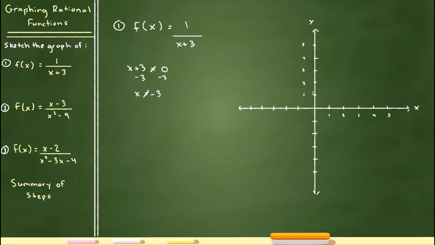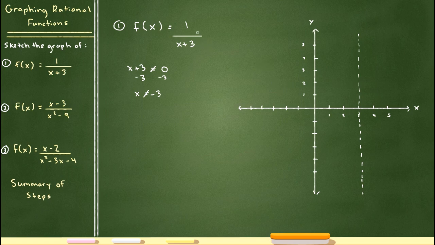To draw a vertical asymptote, we go to this area, x is equal to 3, and we draw in a dotted line. This will represent our vertical asymptote. This is something the graph cannot cross. You can have multiple vertical asymptotes in your rational function as well. In this particular case, we only have 1.